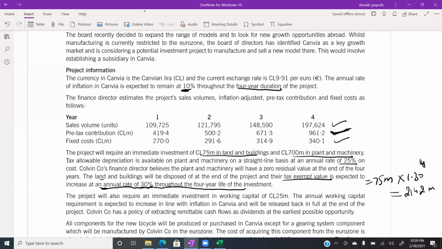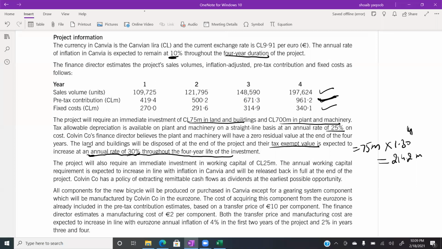214.2 approximately. The project will also require an immediate investment in the working capital of 25 million lira. Annual working capital requirement is expected to increase in line with the inflation in Canvia. And what was the inflation in Canvia that was given? 10%. And it will be released back in full at the end of the project.